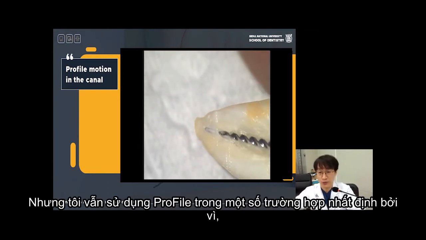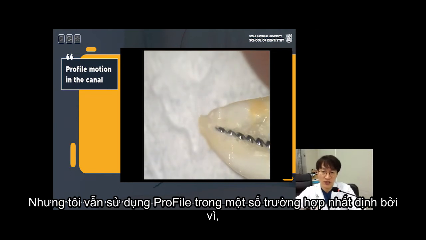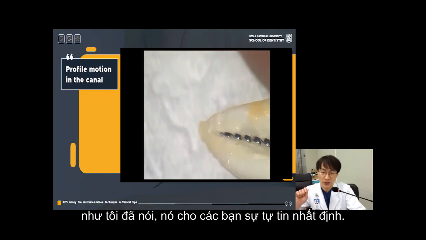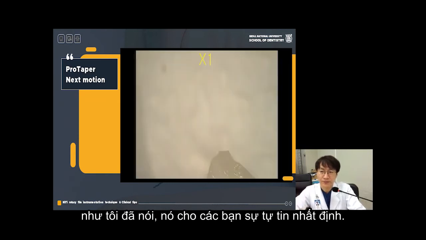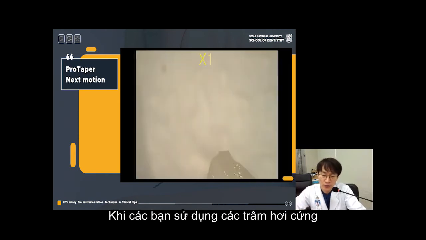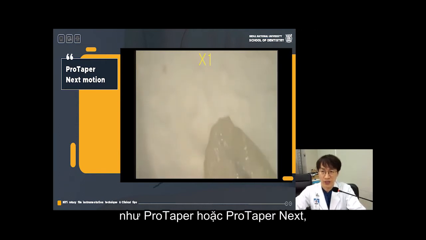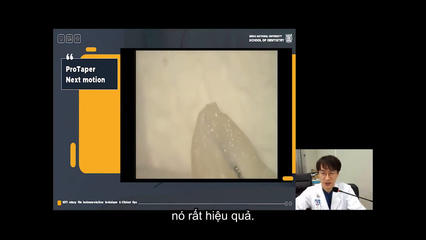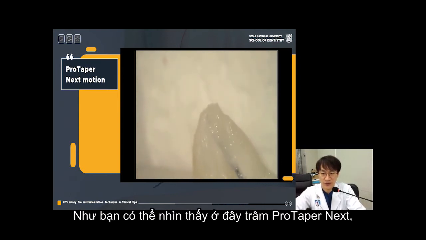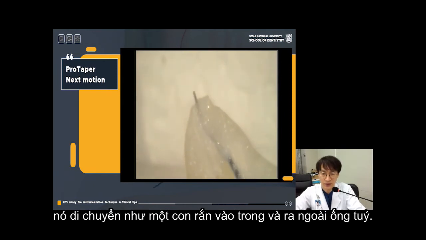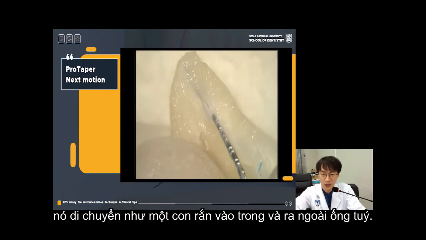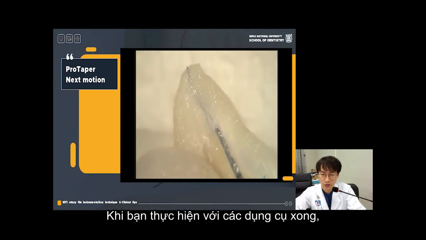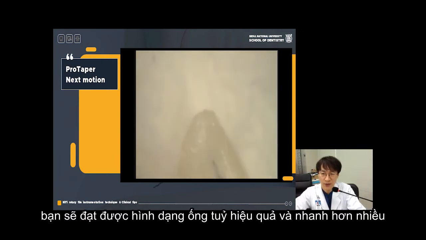That's the advantage of ProFile. I still use ProFile in certain situations because, like I told you, it gives you a certain confidence. And when you move on to a little more aggressive file like the ProTaper file or ProTaper Next file, it is really efficient. Like you can see here, the ProTaper Next file moves like a snake, going in and out. And once you are done with the instrumentation, you're going to have a much faster and more efficient shape of the root canal.